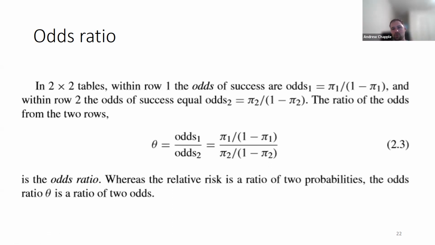But the reason that people use odds ratios instead of risk ratios is it's easier to get confidence intervals, and it matches up with logistic regression, which is the most common regression method that people use for categorical data.